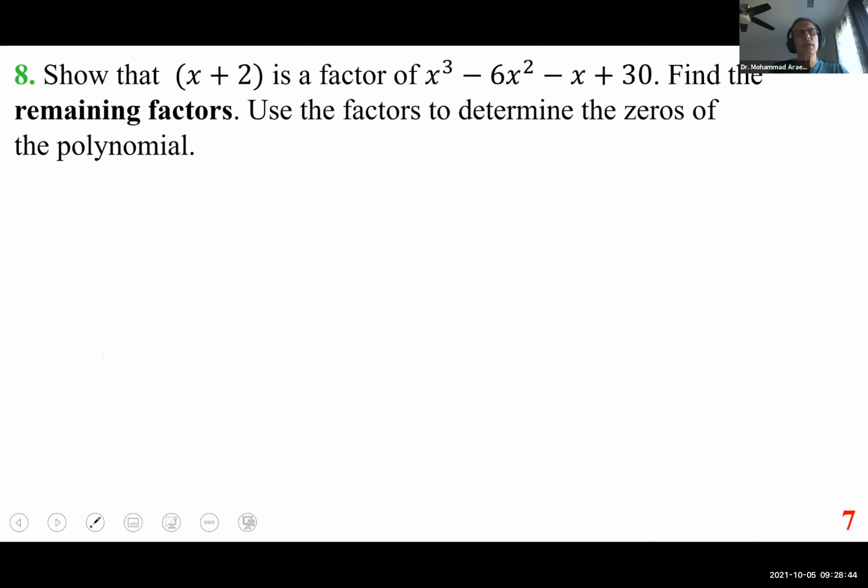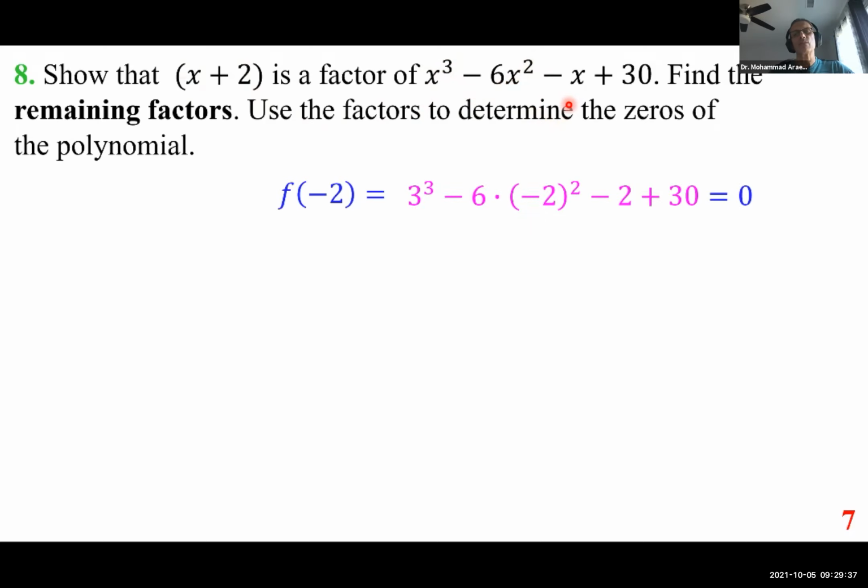We want to show that x plus 2 is a factor of x cubed minus 6x squared minus x plus 30. Find the remaining factors. Use the factors to determine the zeros of the polynomial. Well, if this is a factor, then plugging in the right number should give you 0, because we are dividing by x plus 2, so plugging in -2 must result in 0. So let's plug in -2. F of -2 is -2 quantity cubed minus 6 times -2 quantity squared minus -2 plus 30, and they end up giving us 0.